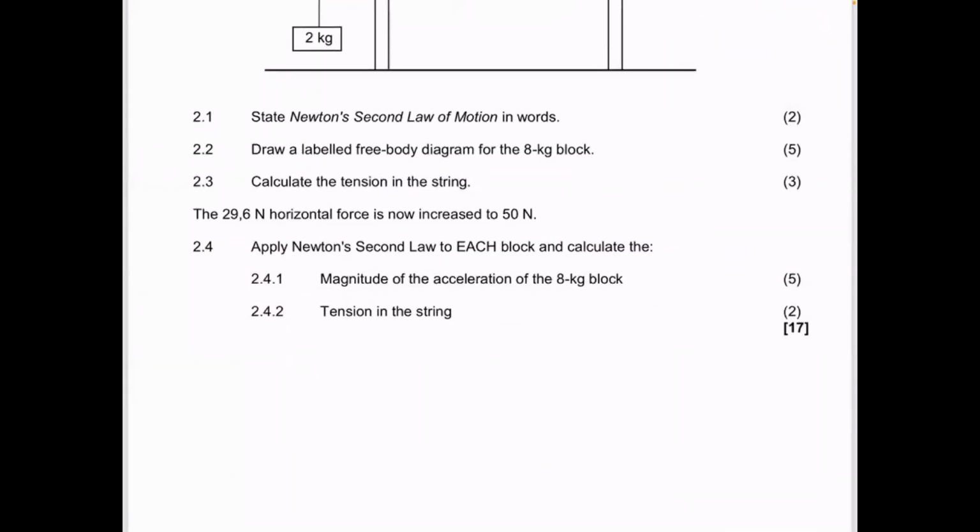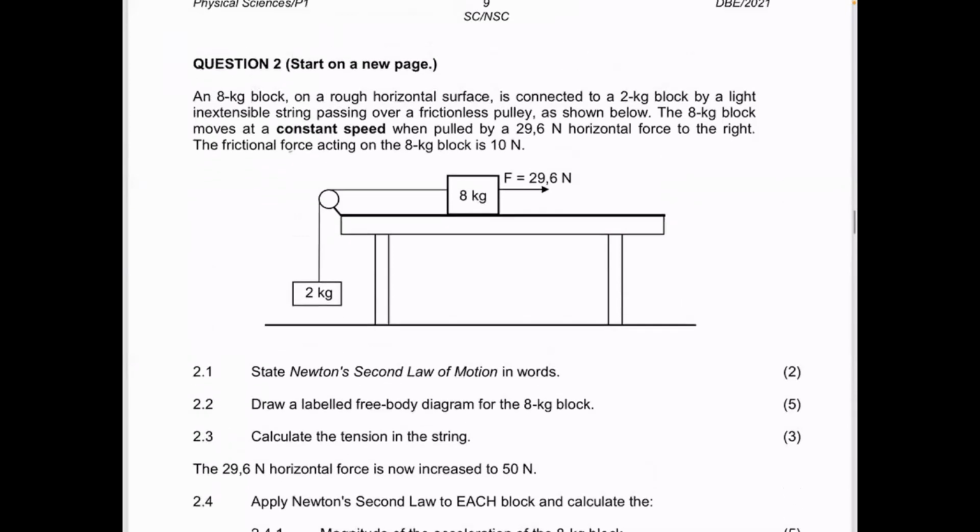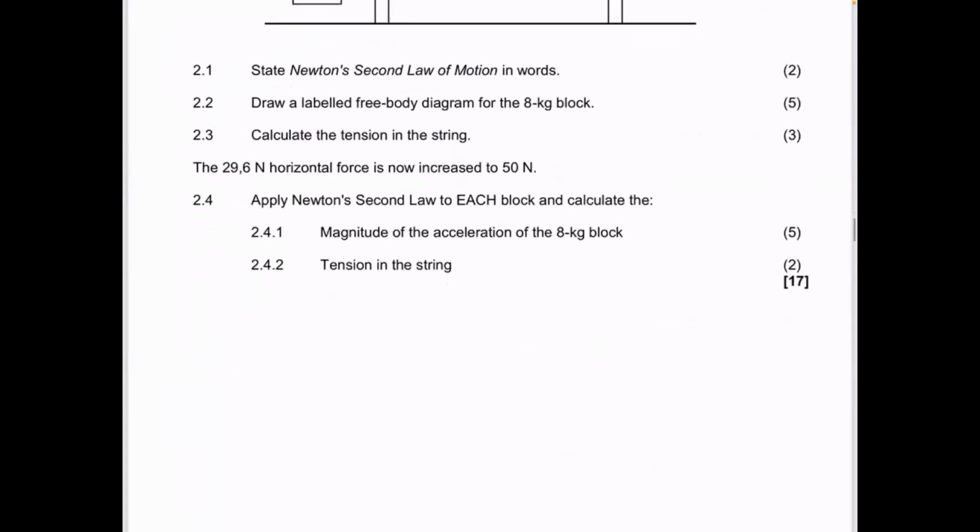Now the next part says the 29.6 Newton horizontal force is now increased to 50 newtons. When the force was 29.6 newtons, the block was moving at a constant speed. When you increase that force, then the block's going to accelerate. But they tell us now, apply Newton's second law to each block and calculate the magnitude and acceleration of the 8 kg block. So now the force is 50 newtons. Let's do that.